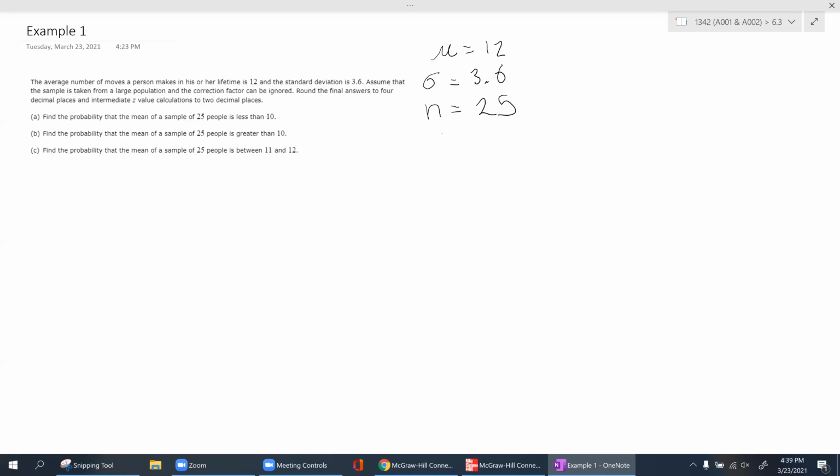And it's less than 10, right? So the X value I'm focused on here is going to be 10. I'm going to go ahead and plug this into my formula.